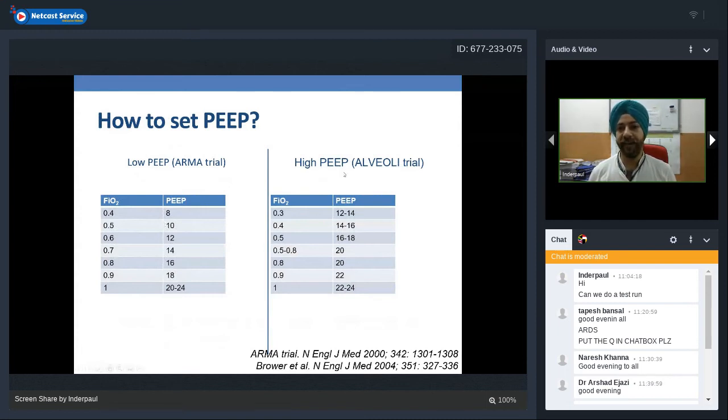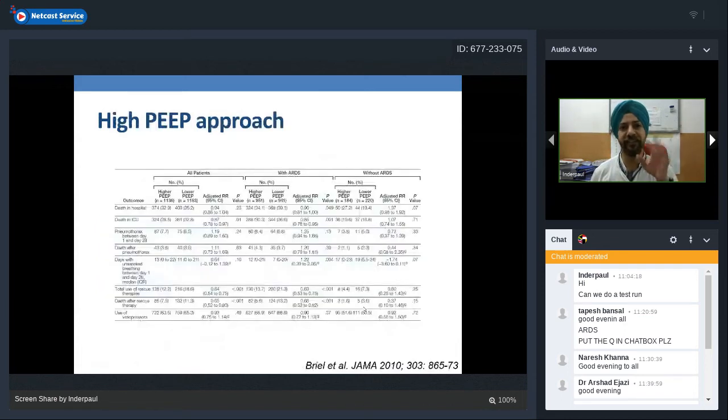On the other hand, the high PEEP strategy really involves giving a higher PEEP at lower FiO2. This is to avoid repeated collapse of opened up alveoli, and there's a rationale behind that. In this meta-analysis involving patients with and without ARDS, they showed that if you use a high PEEP strategy in patients with ARDS, you will reduce the mortality. So if you have to use PEEP, you would generally tend to use a high PEEP approach.